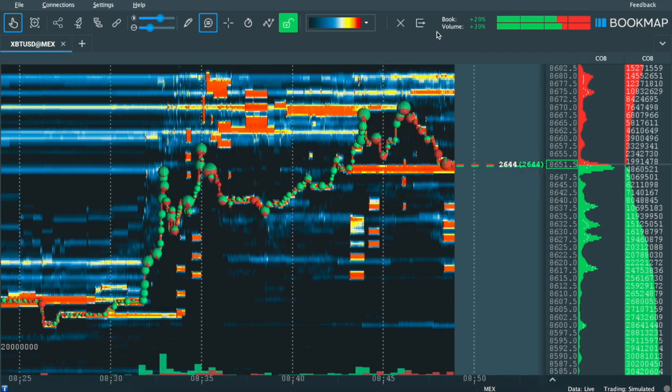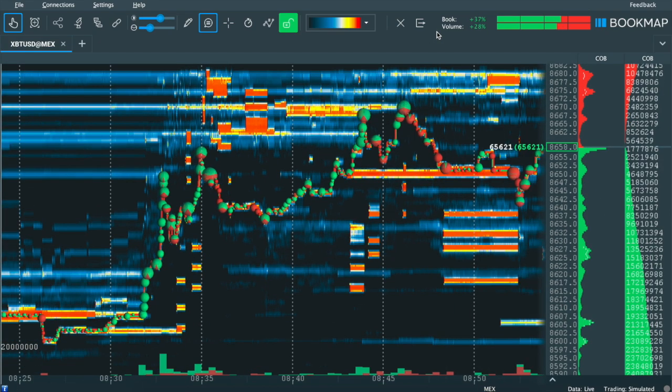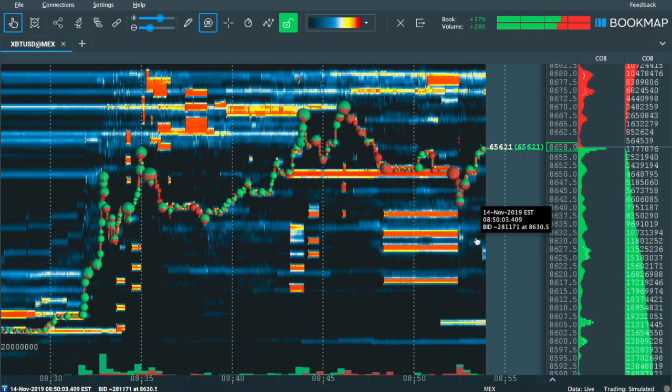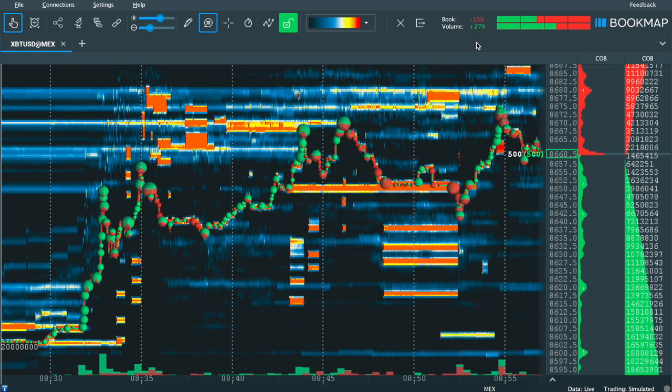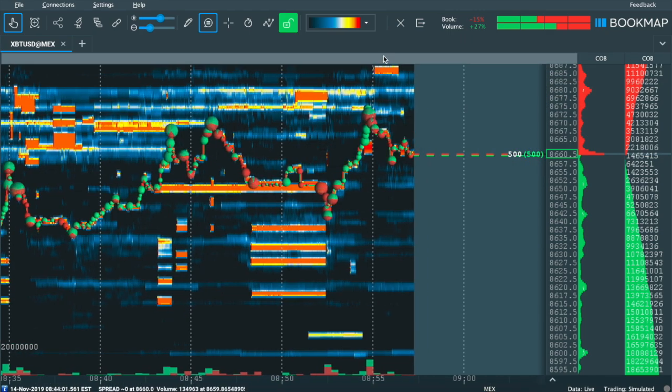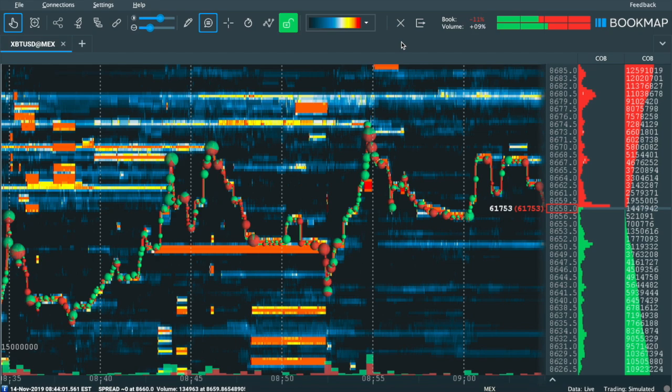Okay, let's see here. So it looks like the bid wall did remain and it was filled. And now we're just getting potentially some stop loss hunts of just going above previous highs.